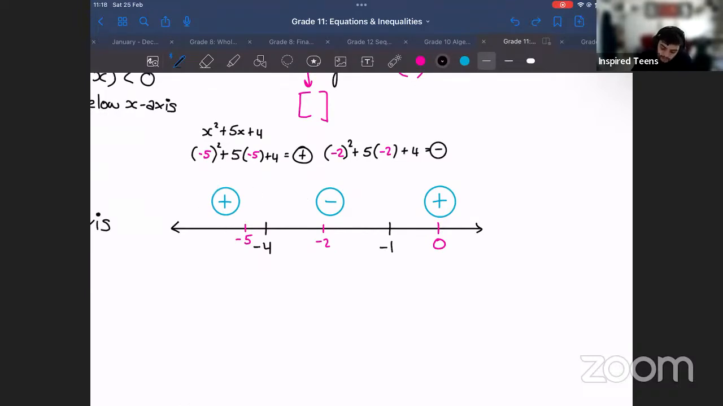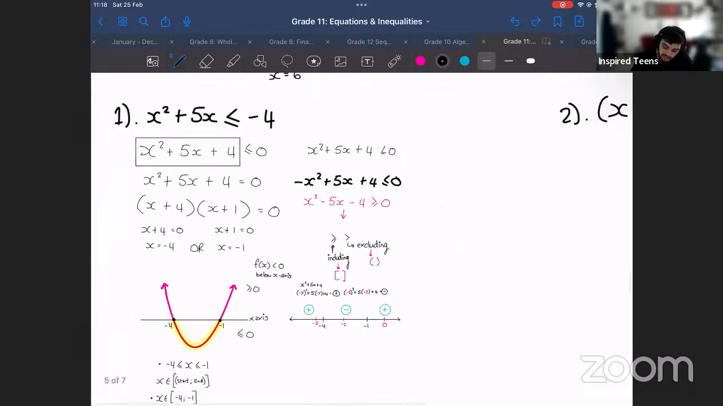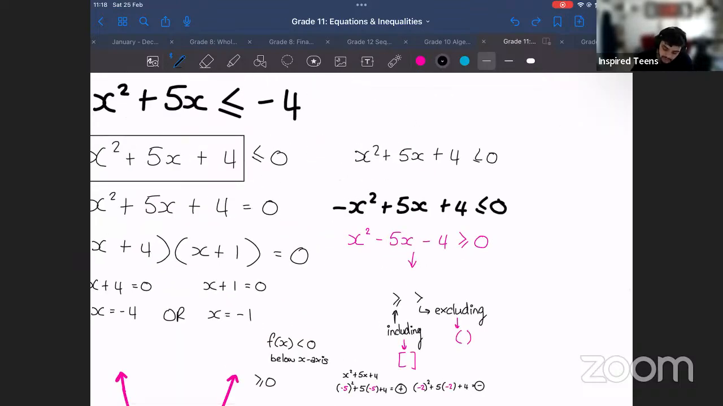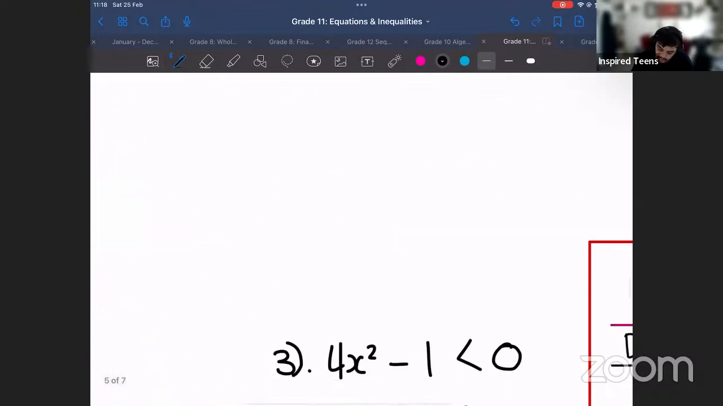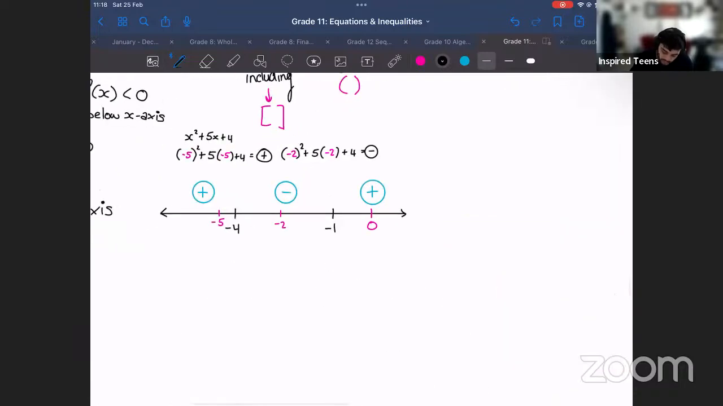So my answer now needs to be an interval. Which interval am I taking? Which segments am I taking? Am I taking the positive segments? Am I taking the negative segments? Okay, and that comes down to what the question wants. In this question, they say x squared plus 5x plus 4 less than 0. So they want the negative values. So I need to express in my interval wherever the negative segments are.